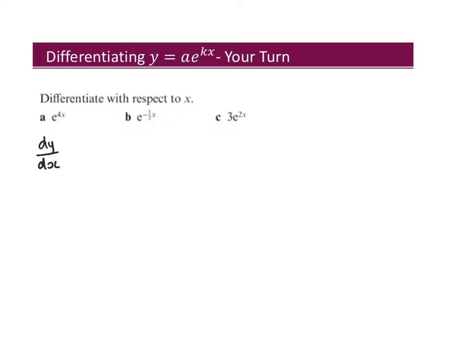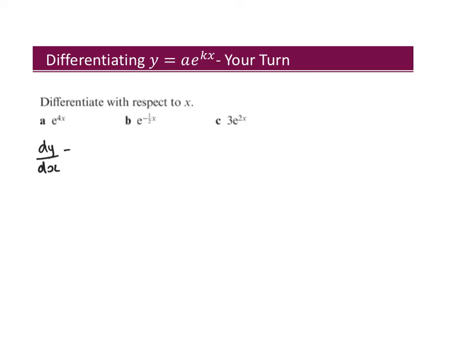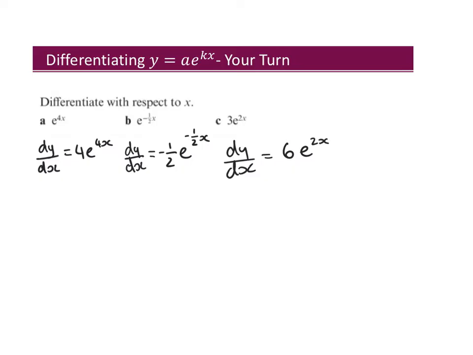dy by dx equals, so we're now going to get 4e to the power of 4x. Okay, so we're going to bring that down. We're going to have minus a half e to the minus a half x. And then the last question, absolutely, 6e to the power of 2x.